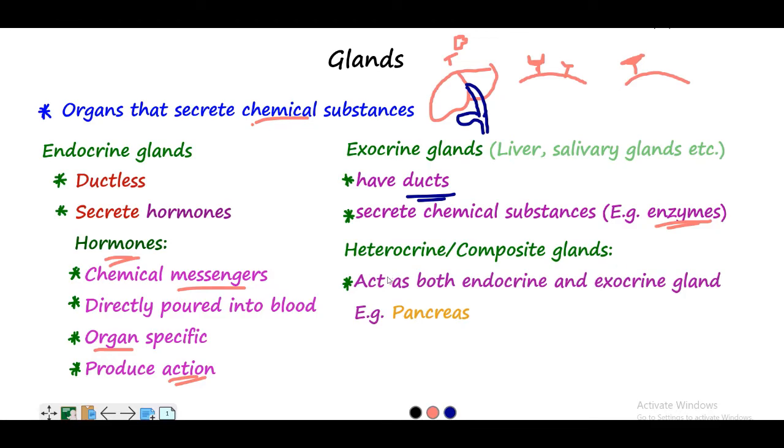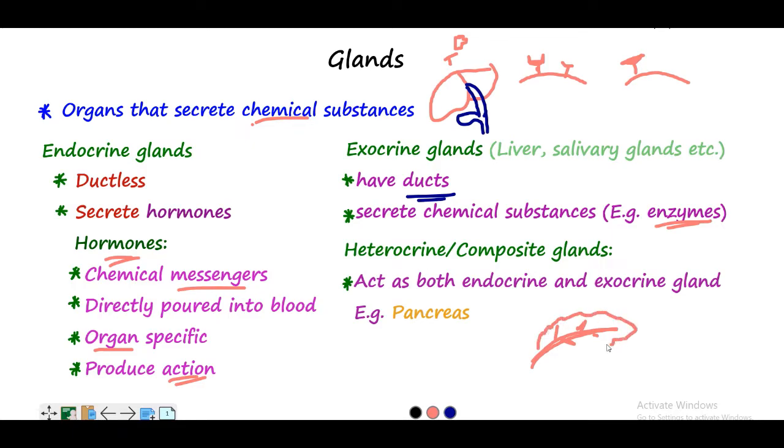Now the third and final type is the heterocrine or composite glands. Now these are the glands which can function both as endocrine and exocrine glands. For example, the pancreas. So again, in the digestive system, we have the pancreas. Right, the pancreas appears something like this.